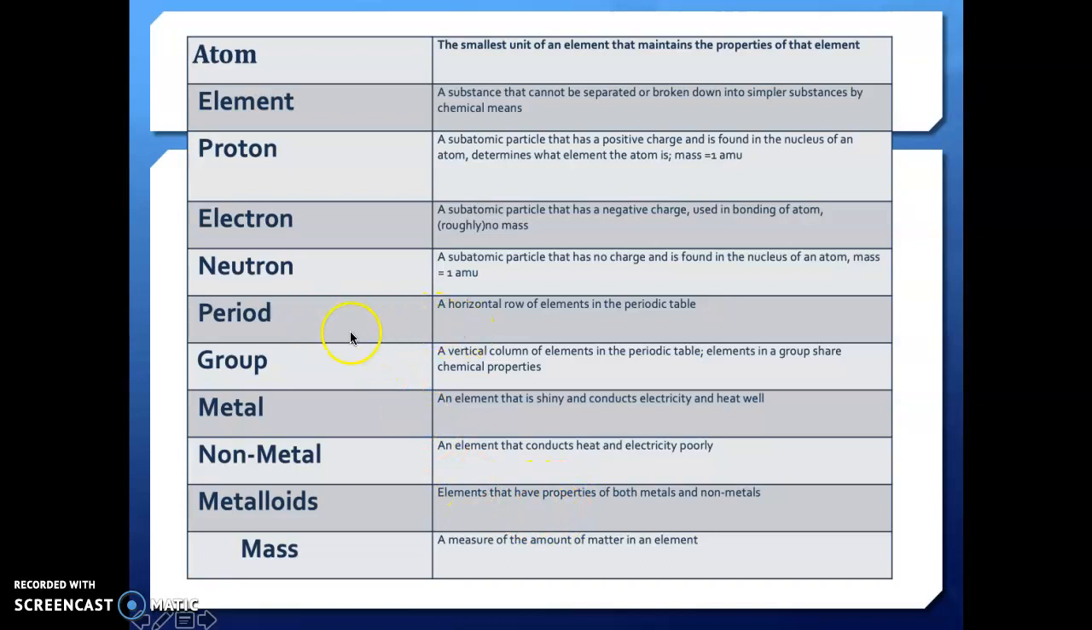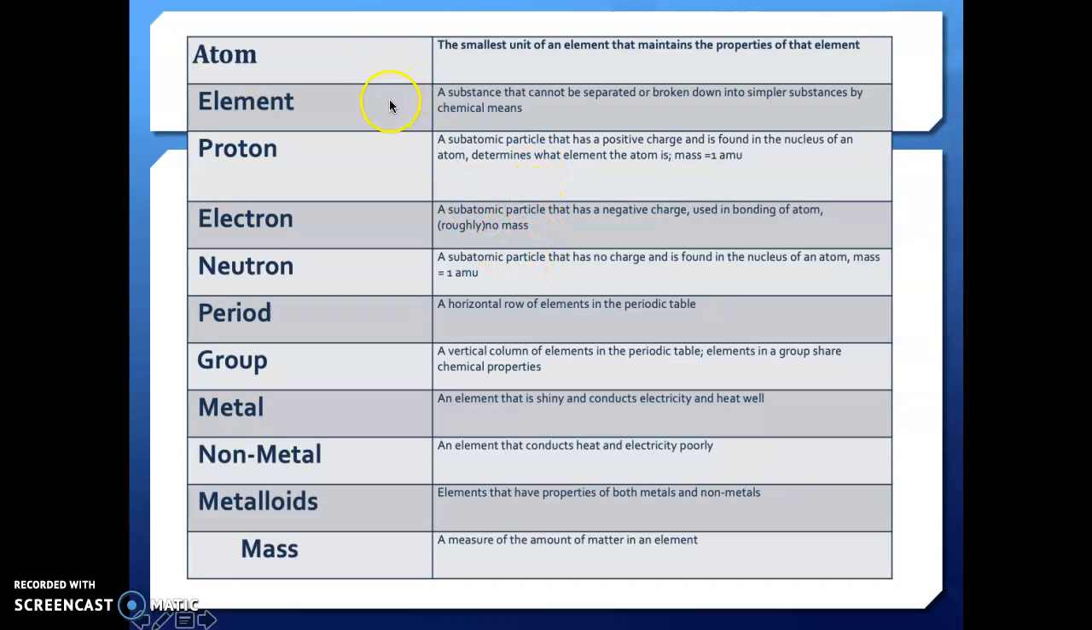We have rows. Those are called periods. I like to think periods are found at the end of a sentence, so they run horizontal, and group has the P. Those are columns because the P goes down. All atoms are made up of protons, neutrons, and electrons. Protons and neutrons are in the nucleus. Electrons are outside. Positive charge, negative charge, no charge.